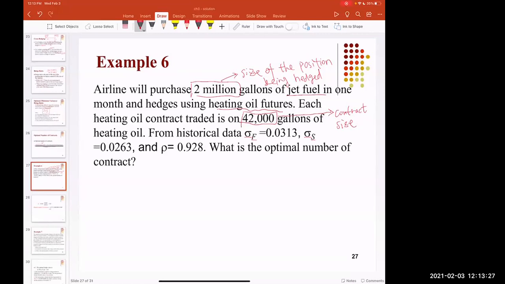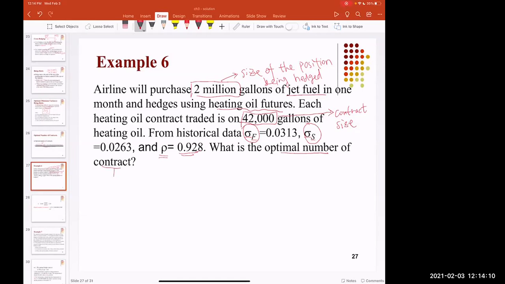From historical data, we get the standard deviations of the changes. The standard deviation of the change in the futures price is 0.0313, and the standard deviation of the change in the spot price is 0.026263, and the coefficient of correlation, you see, is very high, 0.928. If the two assets are the same, correlation equals 1. If it's 0.928, which is very close, the assets are very similar. So that's the correlation. What is the optimal number of contracts?